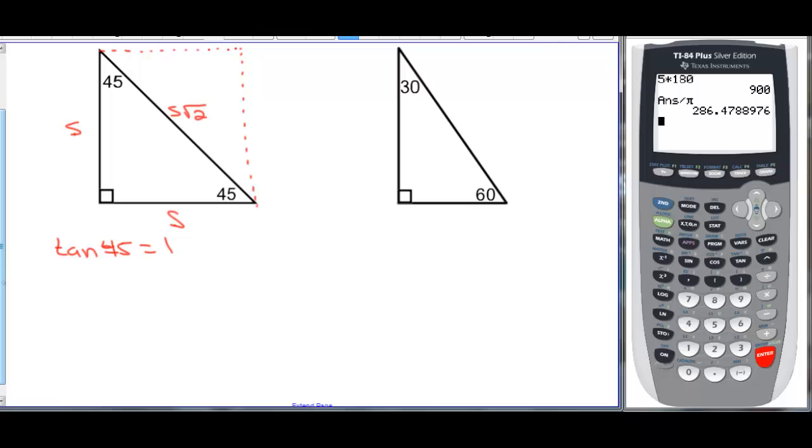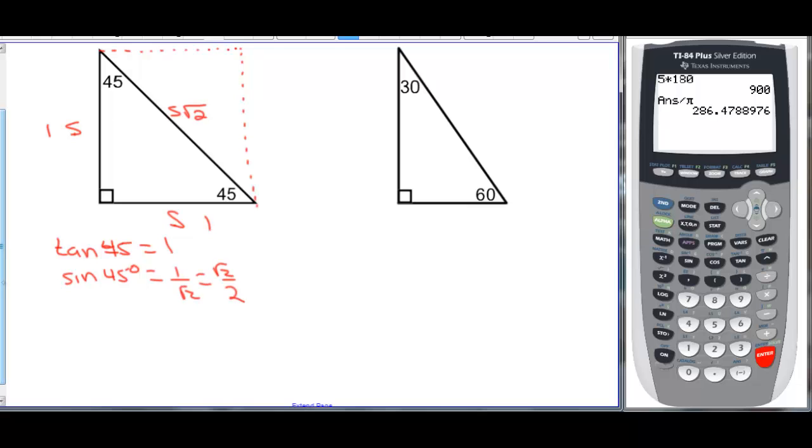Matter of fact, if you divide all the sides by side, that would be 1, that would be 1, and that would just be the square root of 2. If you wanted sine of 45 degrees, that would be opposite 1 over hypotenuse. That'd be the square root of 2, so square root of 2 over 2.